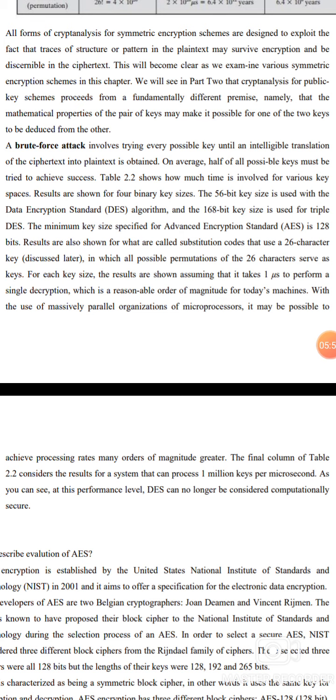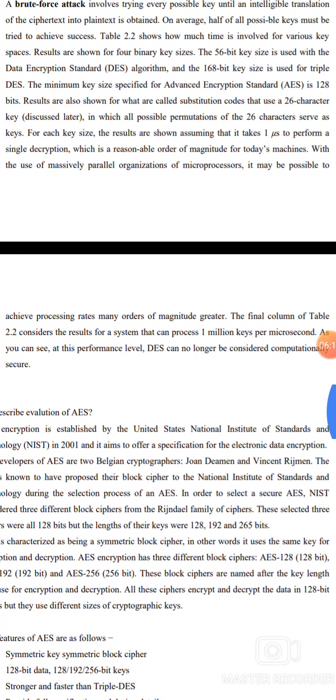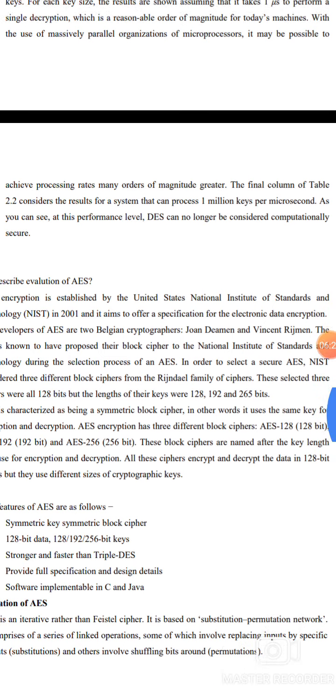It shows a 56-bit key size with DES and a 168-bit key size in triple DES. The minimum key size specified for AES is 128 bits. The substitution cipher uses a 26-character key, where all possible permutations of the 26 characters serve as a key. Then it may be possible to achieve a processing rate many orders of magnitude greater. The final column of the table describes the performance of DES, considered computationally secure.